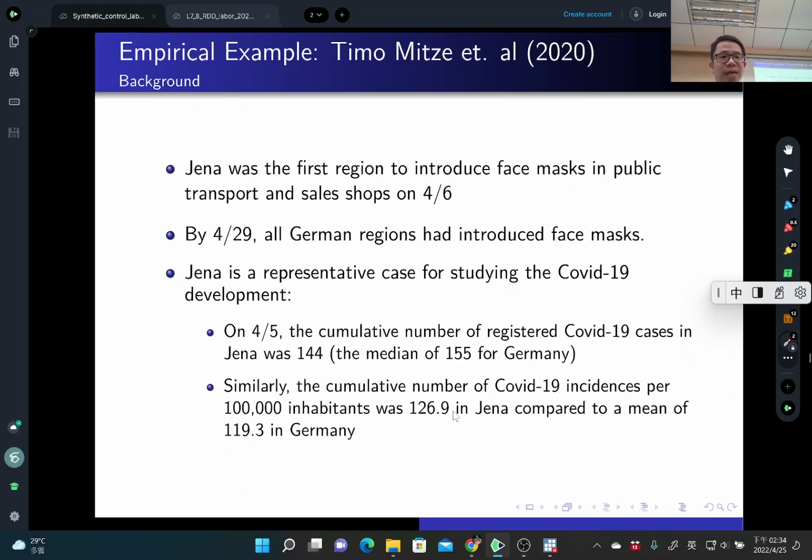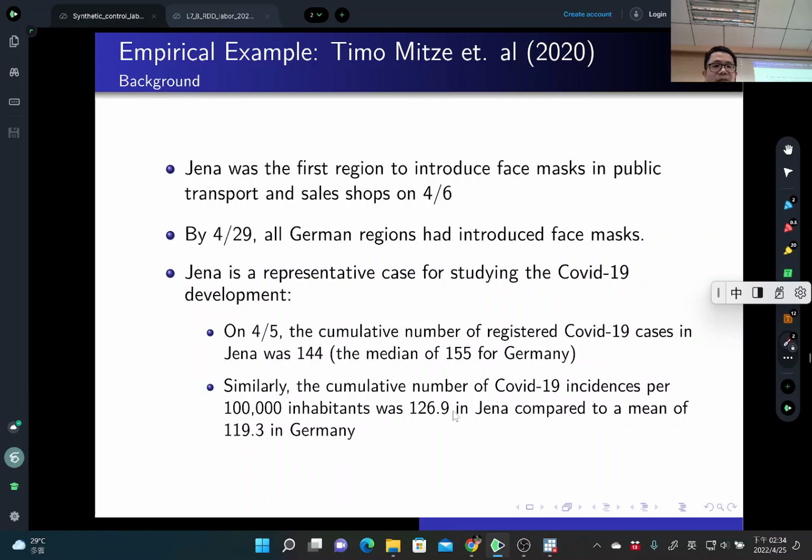I say they use the region called Jena. It's the first region that introduced face masks in public transportation and the public space on April 6th. So everyone living in that region has to wear the mask. But other regions in Germany do not have this requirement until April 29th. So we can use other regions in Germany as the non-treated units to evaluate the effect of compulsory mask wearing on the COVID-19 spread.